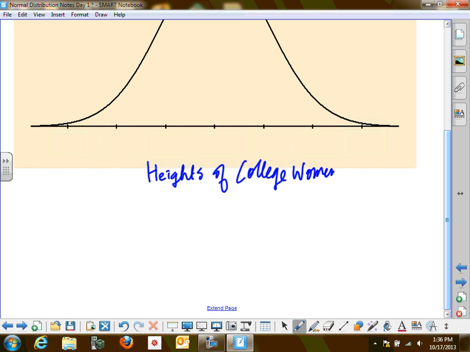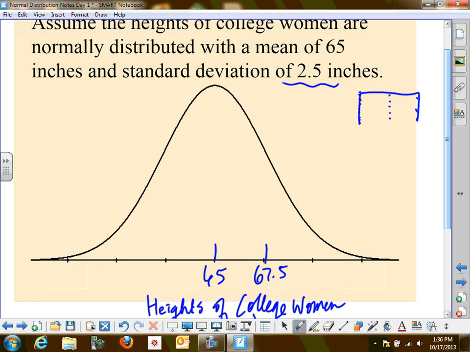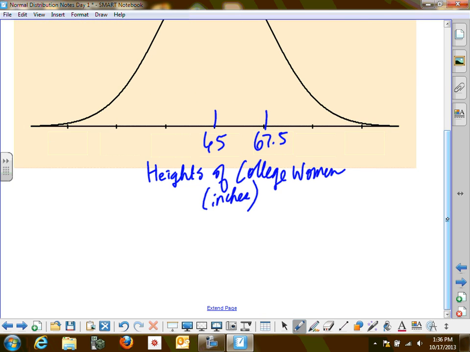And that is in inches. Okay, good. So what is going to be here at the mean? 65. Now, what if you were one standard deviation above the mean, how tall would you be? How did you come up with 67.5? Ah, because one standard deviation up is 2.5 inches higher. So fill in the rest of those right now.